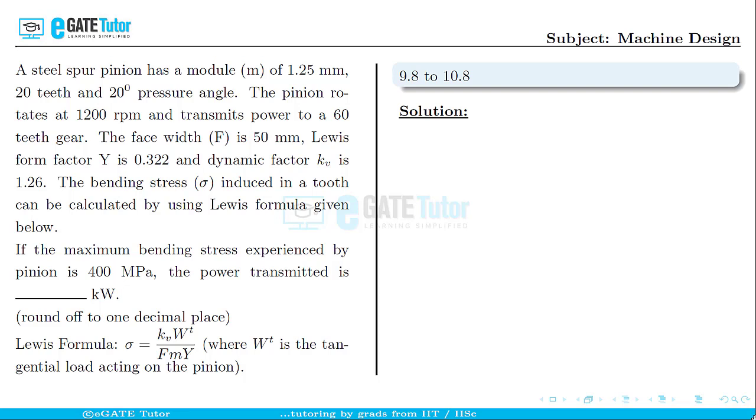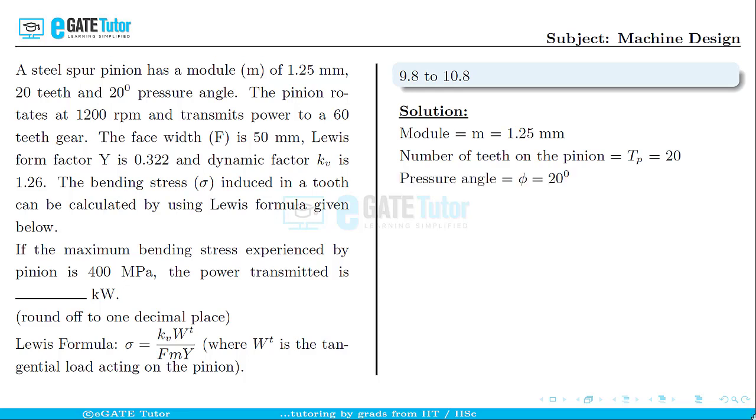Let's move on to the detailed solution. First, let us write down the given values. It is given that module M is equal to 1.25 mm. The number of teeth on the pinion is Tp is equal to 20. Pressure angle is also given, which is phi is equal to 20 degrees. Speed of the pinion is given, which is Np is equal to 1200 rpm.